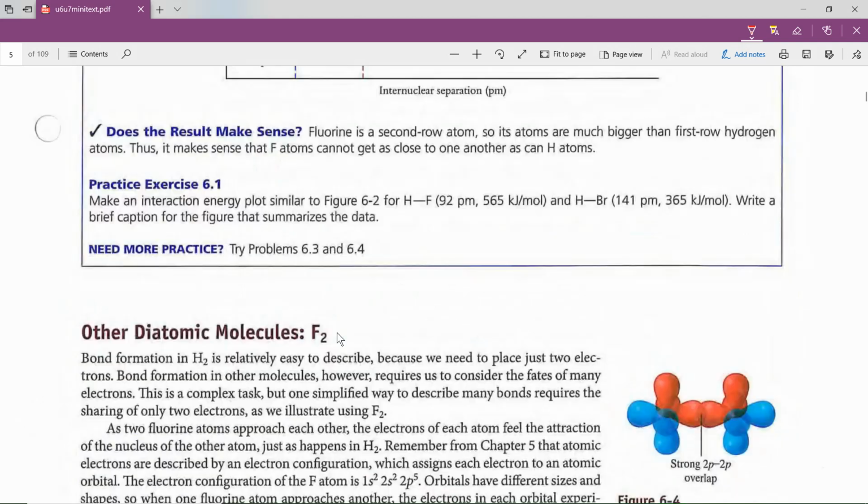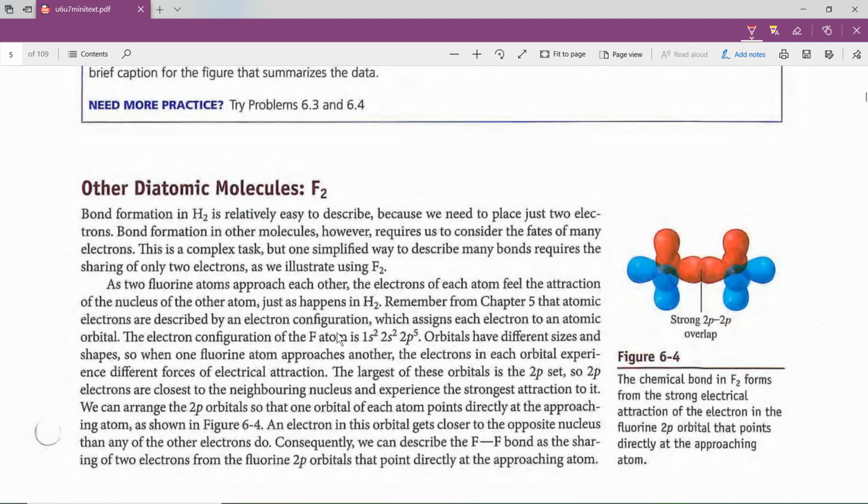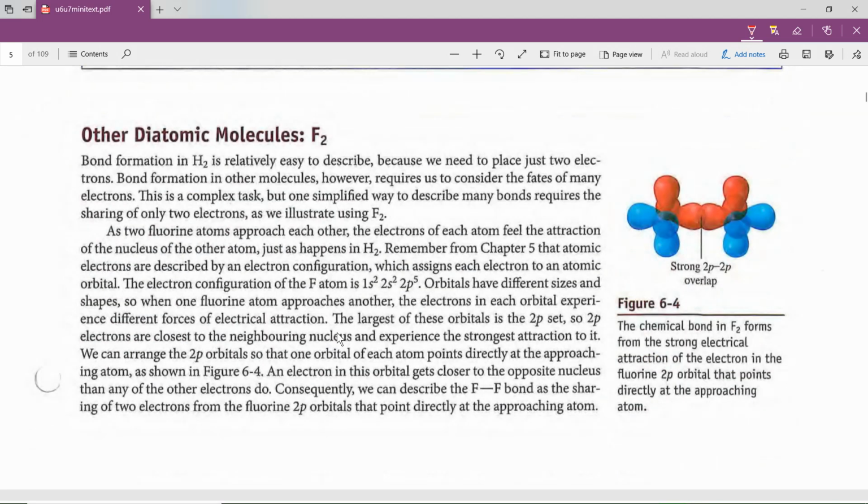So let's go down here. We say bond formation in hydrogen. Where are we looking at here? On page 257. Bond formation in hydrogen is easy to describe because we just place two electrons. But in other molecules, we have lots more electrons to figure out. It's a complex task, but one simplified way to describe many bonds requires the sharing of only two electrons. And what you do is you overlap the orbitals. This is one bonding method.